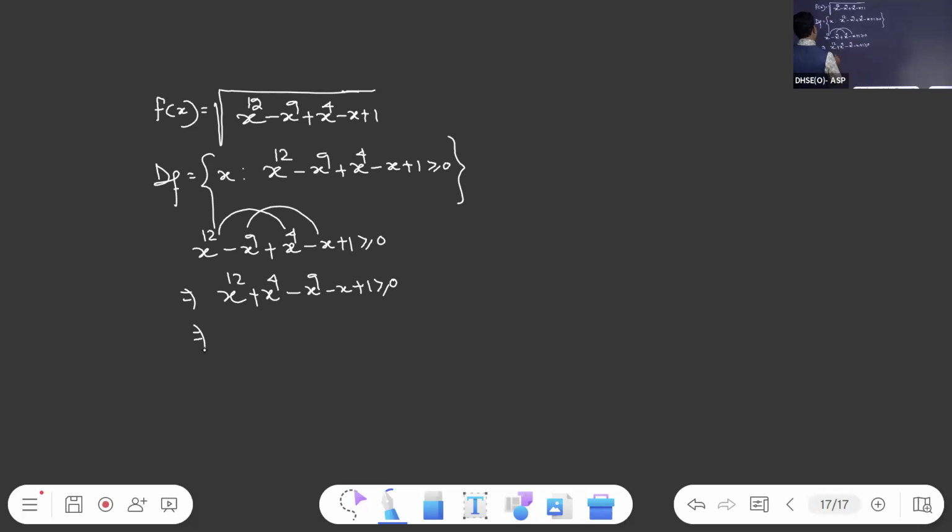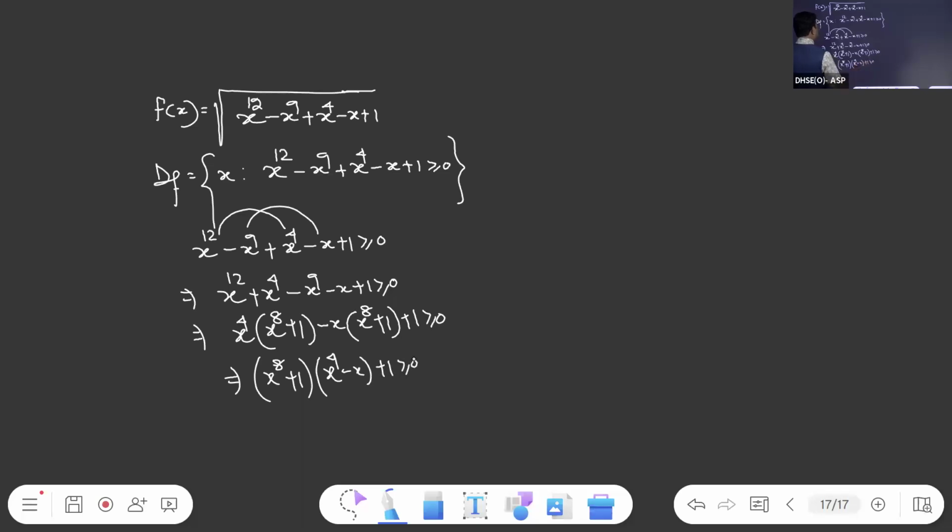If you take x to the power 4 as common from the first two terms, it will be x to the power 4 times x to the power 8 plus 1. Now you can take minus x as common from the next two terms. It will be minus x times x to the power 8 plus 1 greater or equal to 0. Now again we can take x to the power 8 plus 1 as common. This implies x to the power 8 plus 1 into x to the power 4 minus x plus 1 greater or equal to 0.